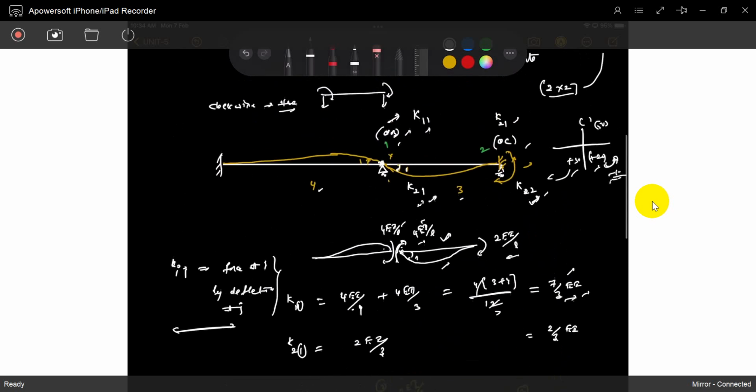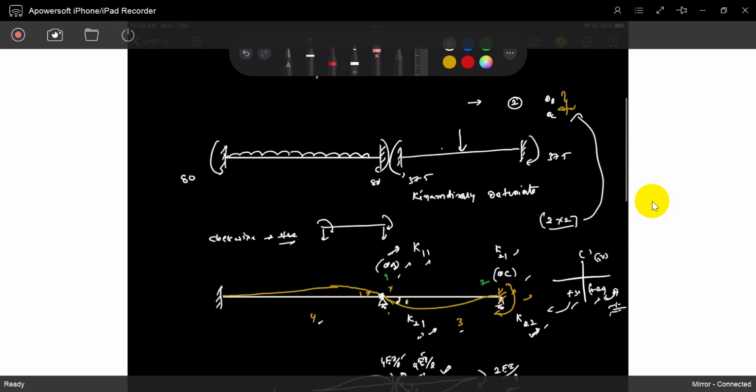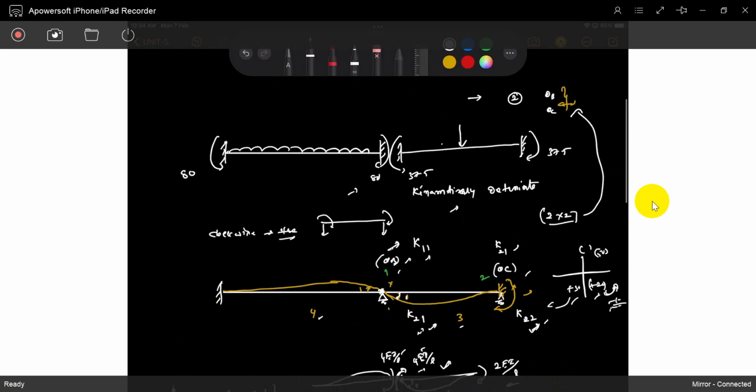And also this is a fixed end matrix. What is that fixed end? These are the fixed end. Everything you have to find, taken as determinate, kinematically determinate. For that kinematically determinate, what is the force matrix? What is the force vector?